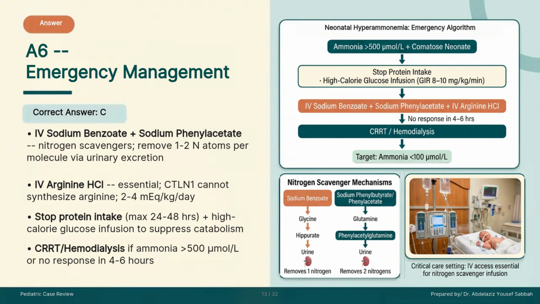At the same time, stop all protein intake for up to 24 to 48 hours and give a high-calorie glucose infusion to suppress catabolism. If ammonia is above 500 micromoles per liter or there is no response within 4 to 6 hours, start continuous renal replacement therapy or hemodialysis. The target is ammonia below 100.